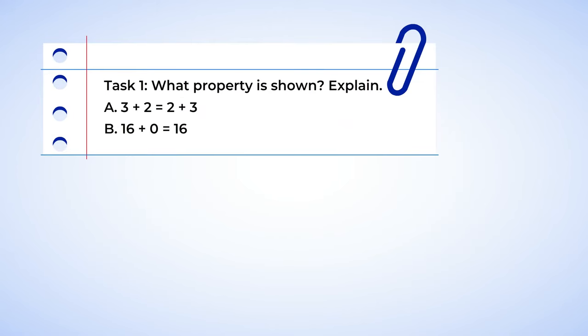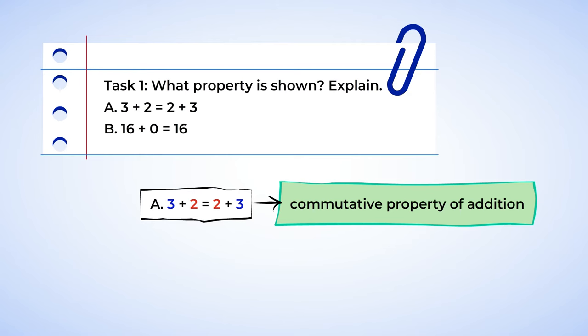Time for some practice. In the first task, you need to identify the property used and to explain why you think it's that property. Let's look at problem A. 3 plus 2 equals 2 plus 3. You notice the same add-ins on both sides of the equation, but their places are changed, which means, precisely, this is the commutative property of addition in practice. Why? Well, as I've already mentioned, the order of the add-ins is changed with the commutative property.